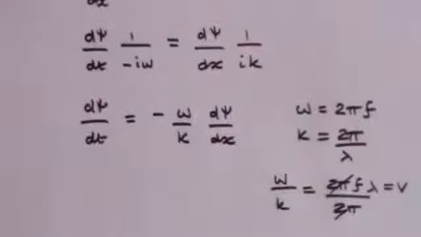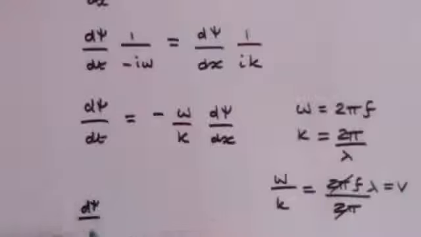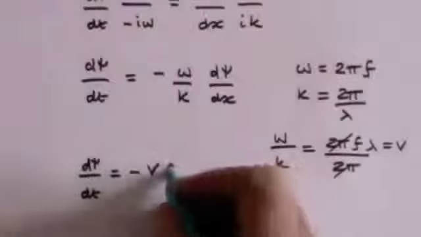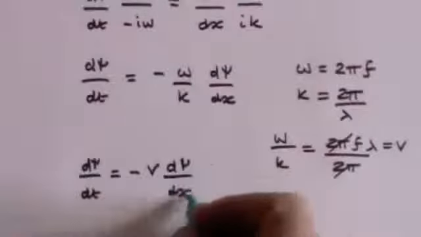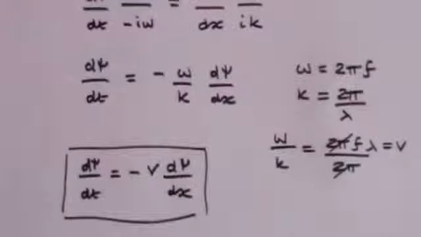If this were photons, then of course this would be the velocity of light, which would be c. But we're now concentrating on electrons, which do not travel at the speed of light. So now we've got that d psi by dt is equal to minus v, where v is the velocity, times d psi by dx. And that is known as the wave equation.